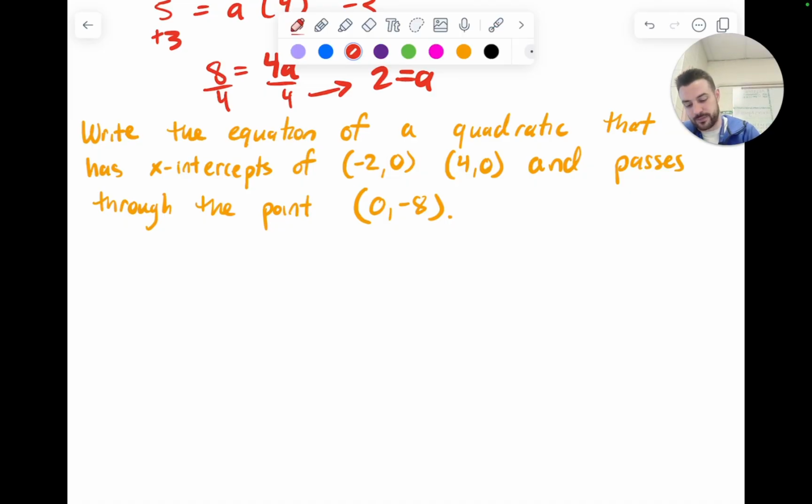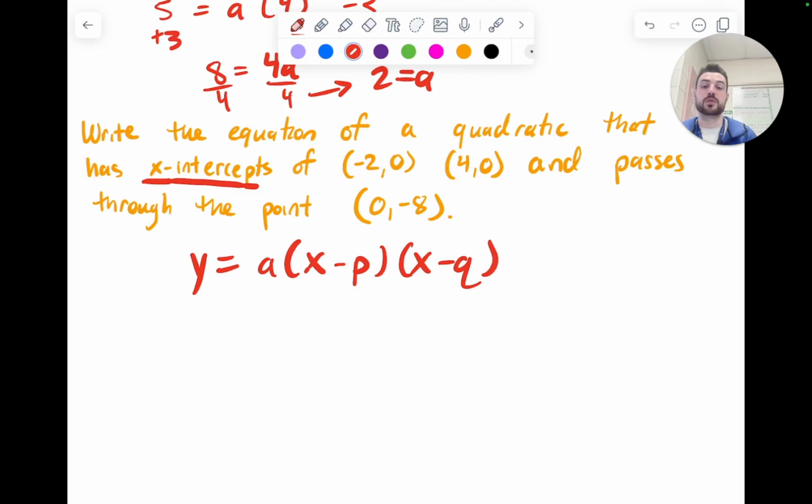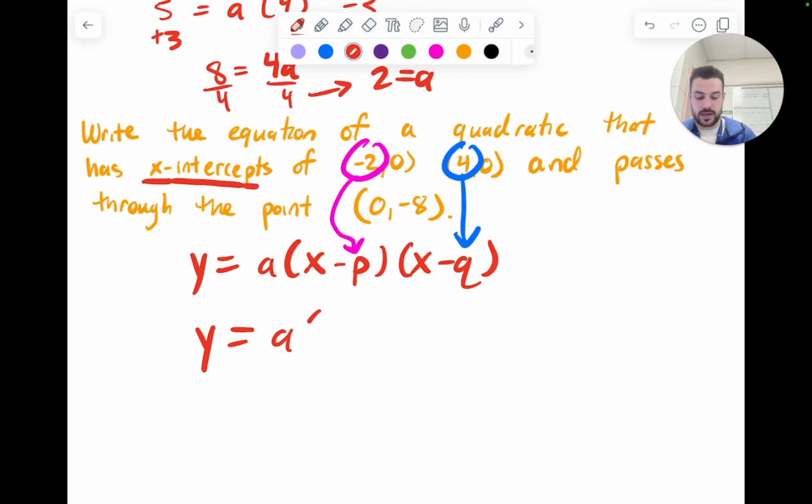We are given x-intercepts. So what I'm going to do is write in intercept form. Again, I'm using the information that they've provided me with to make my job easier. So I'm going to plug in my -2 for p, plug in my 4 for q, and I will end up with y equals a times x. So minus a -2 is a +2. And then we'll have x minus 4.